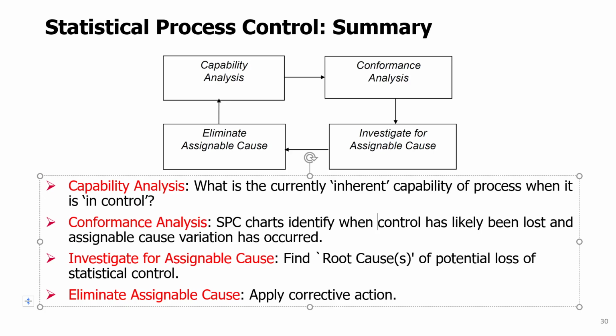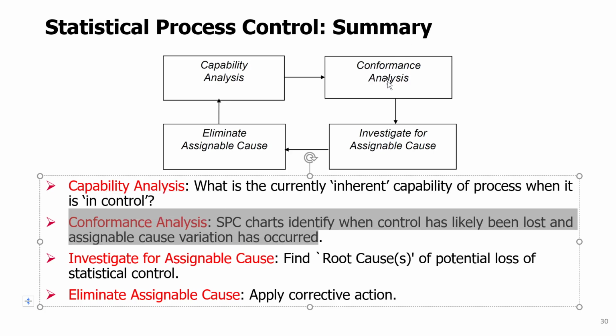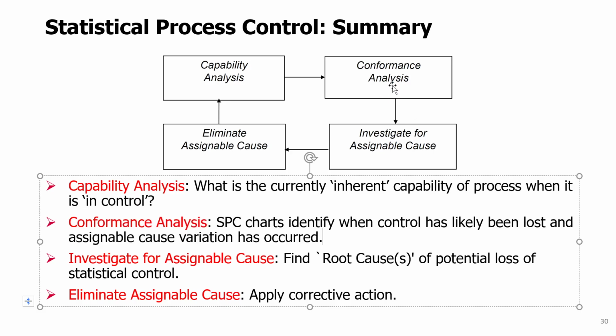And of course, the advantage of conformance analysis is that the charts alert us when control has been likely lost and there are some assignable cause variations happening in the process, right? That's conformance analysis. So the third step here is when we detect that there is some variability that is unusual, and there might be assignable cause variation, we investigate for those assignable causes.